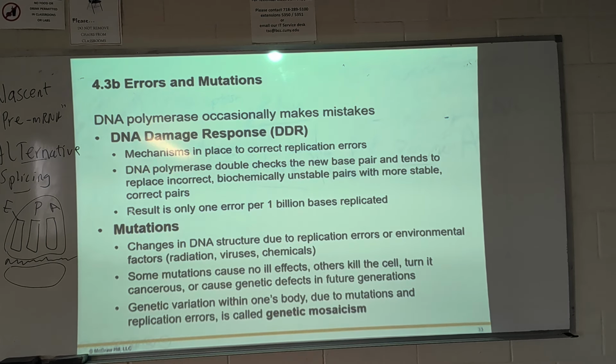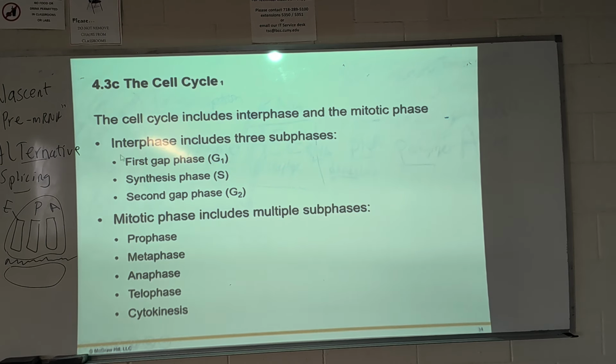Okay. All right. So the DNA damage response is that the DNA polymerase occasionally, rarely, makes mistakes. So there's always a DNA damage response. If any type of damage happens, there are mechanisms in place to correct the replication errors. So in a mutation, you have changes in the DNA structure due to replication errors or environmental factors.